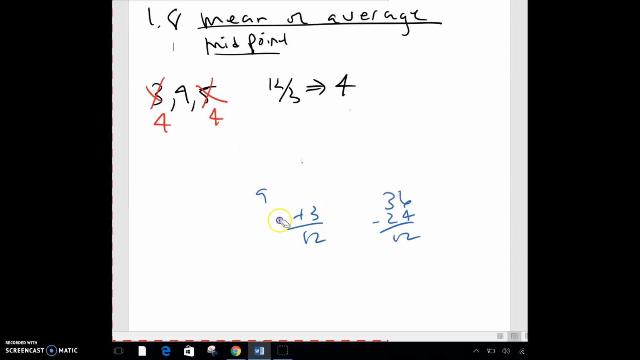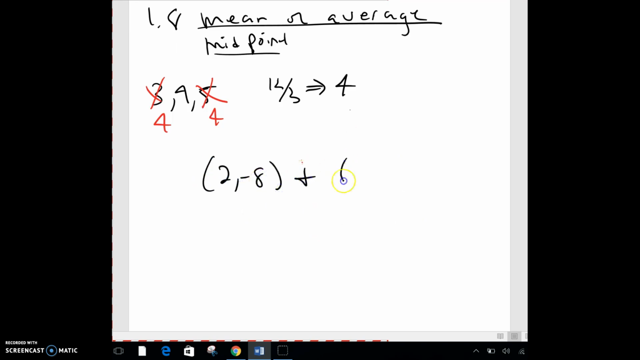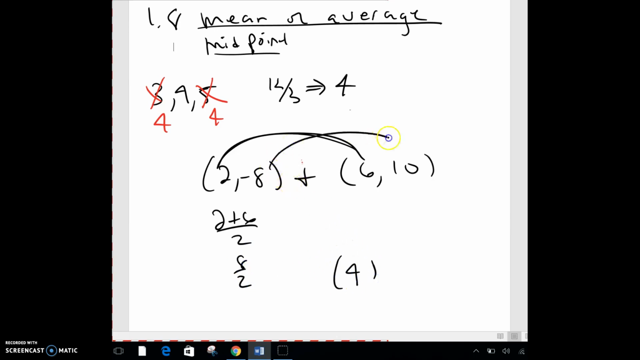As far as midpoint goes, that's all you're doing. You're averaging. So if I give you 2, negative 8, and say 6, 10, you're averaging the x's to find the point in the middle. So 2 plus 6 is what? 8 divided by 2 is 4. And then you're averaging the y's. So negative 8 plus 10 would be, you would have what? 2 divided by 2 is 1.